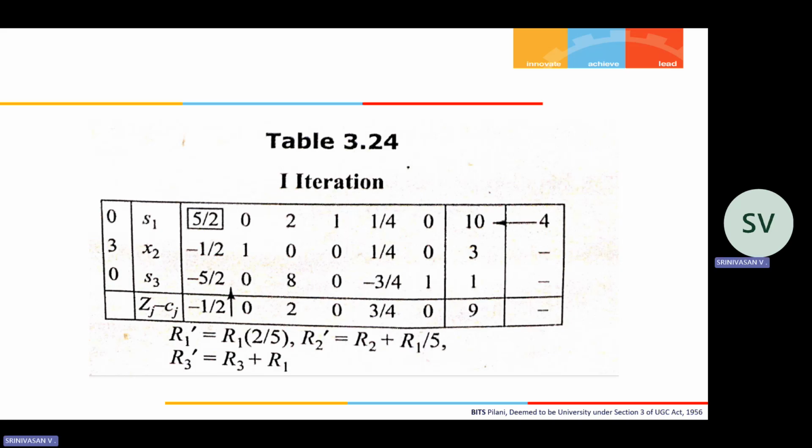10 by 5 by 2, that is 10 into 2 by 5, 4. Then 3 by negative value, don't consider. 1 divided by negative value, don't consider. Therefore, as there is only one positive ratio, there is no need to compare. It automatically says that the first row is the pivot row. That means your x1 non-basic variable will enter your basis replacing S1 in the first row with its corresponding coefficient. And 5 by 2 is your pivot element, which is at the intersection of your first row and the first column.